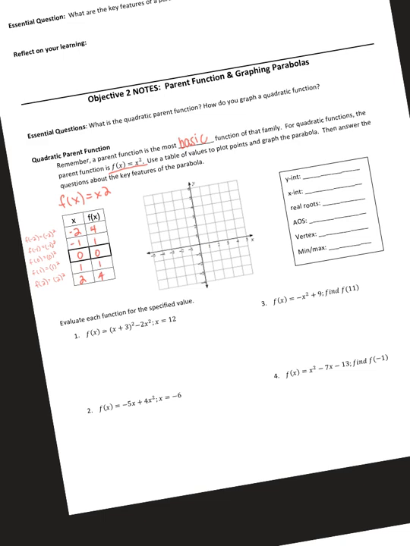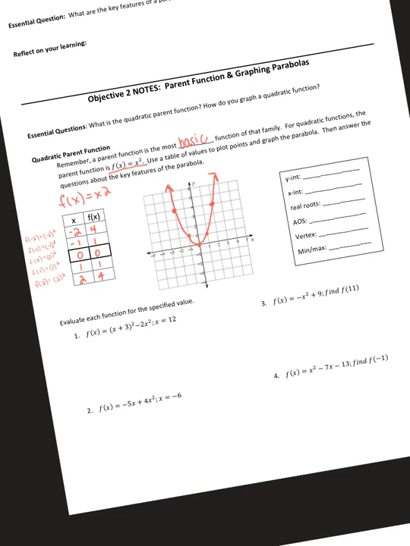So -2, 4 is a point that fits on our graph. -1, 1 fits on our graph. 0, 0, 1, 1, and 2, 4. Okay, and so remember, our parabola is a nice soft U shape, and it's going to look something like that. And that is the graph of the parent function.